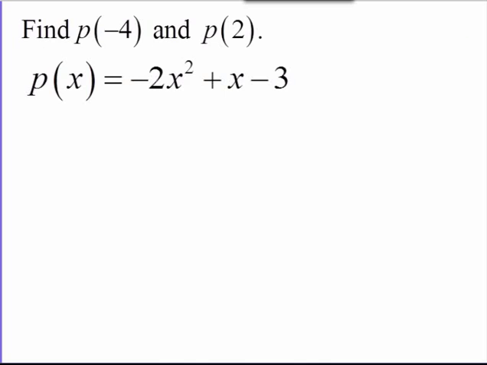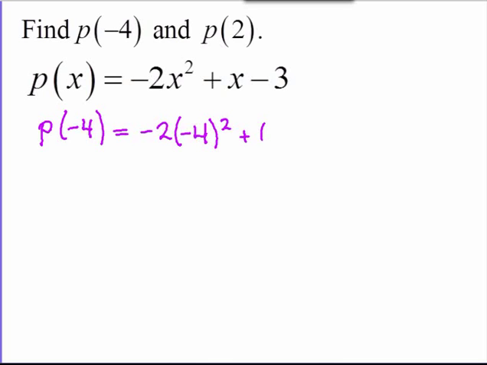And then the last few we're going to end on aren't going to take us a whole long time. It says find p of -4 and p of 2. Now notice our polynomial. P of x equals -2x squared plus x minus 3. What do you think you're going to do there? Plug in -4 into x. Good. So if I want to find p of -4, what I'm going to do is plug -4 wherever I see an x.